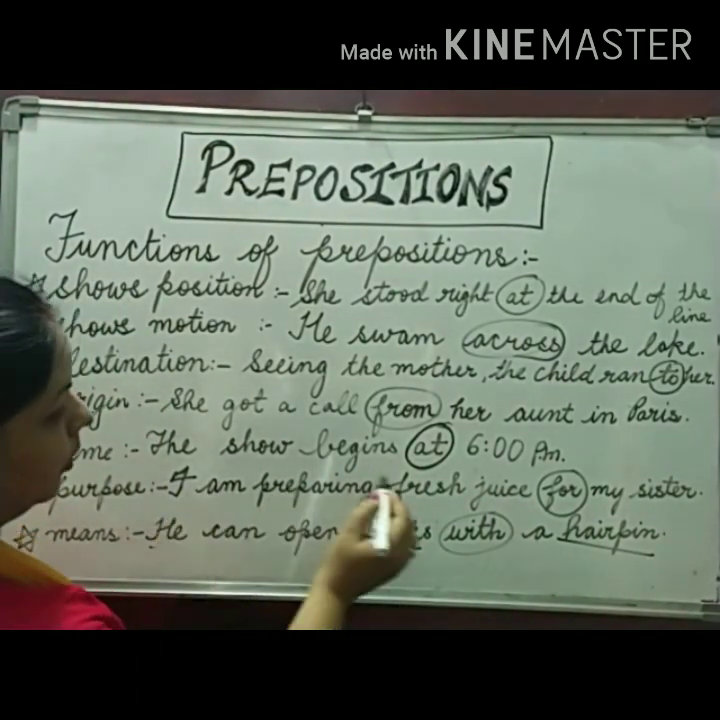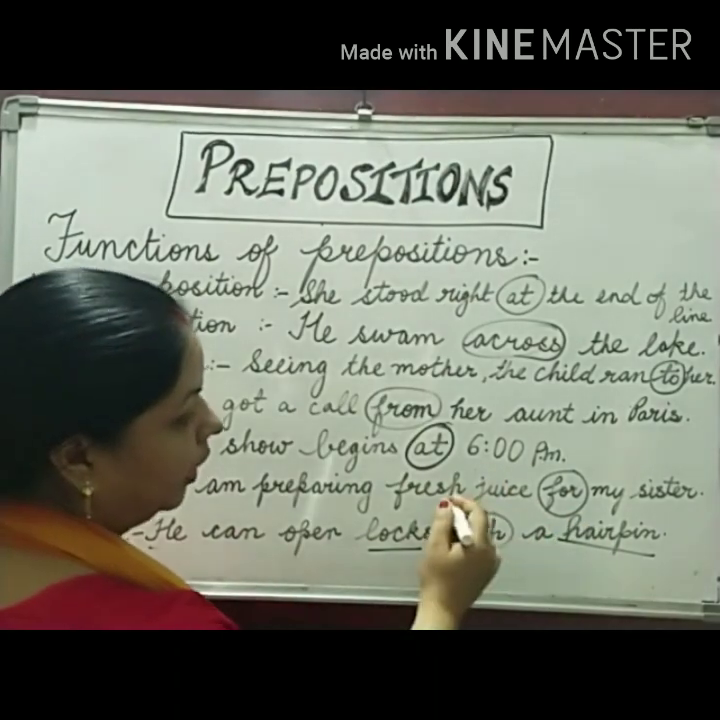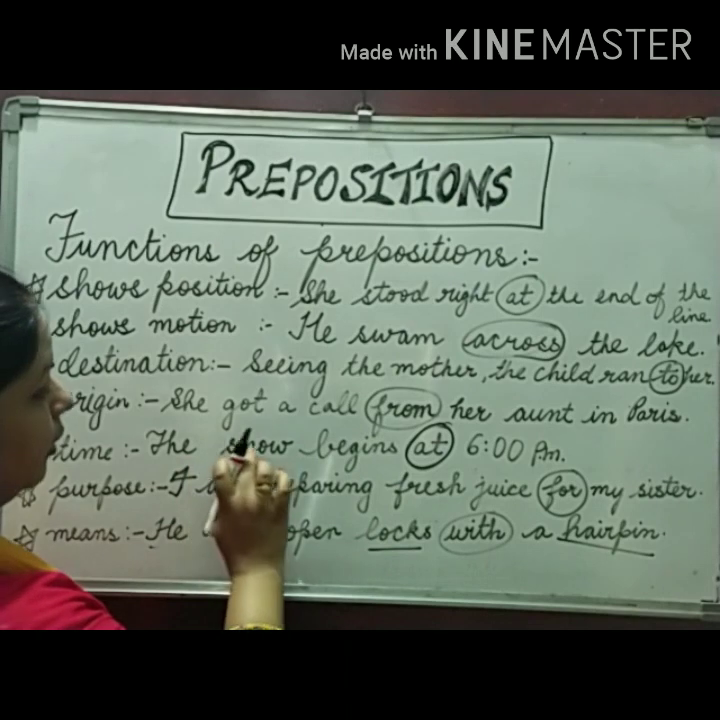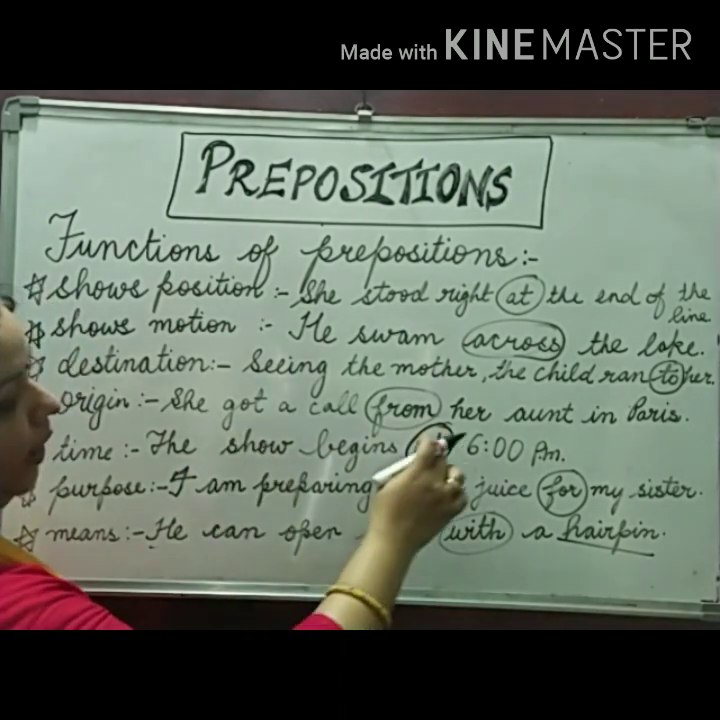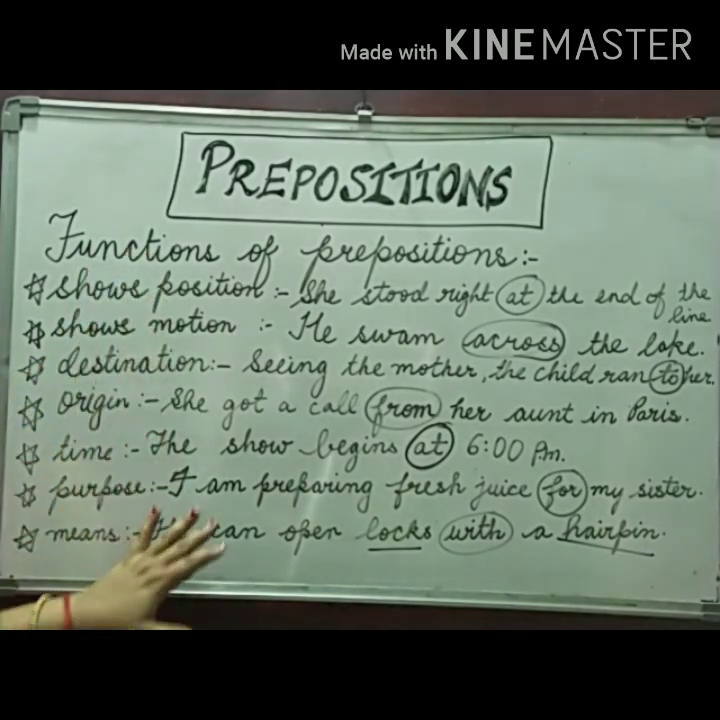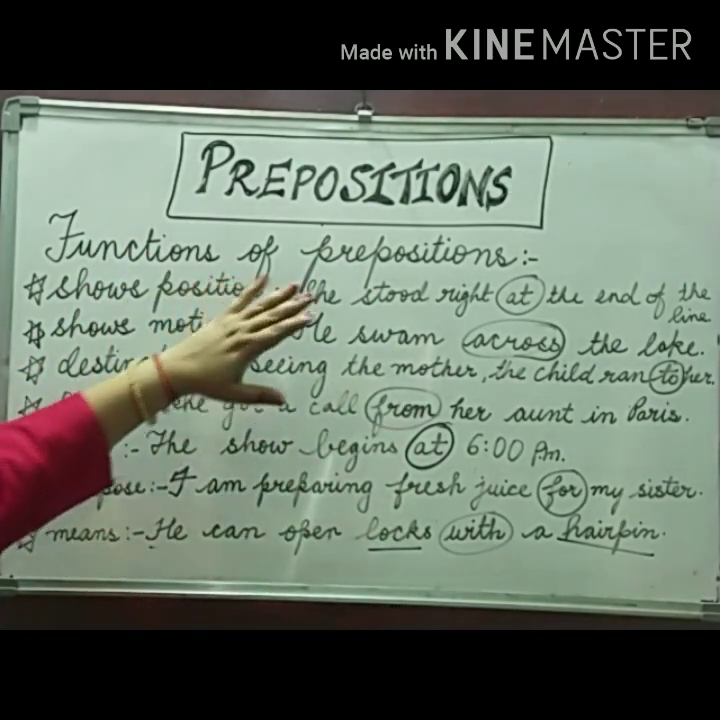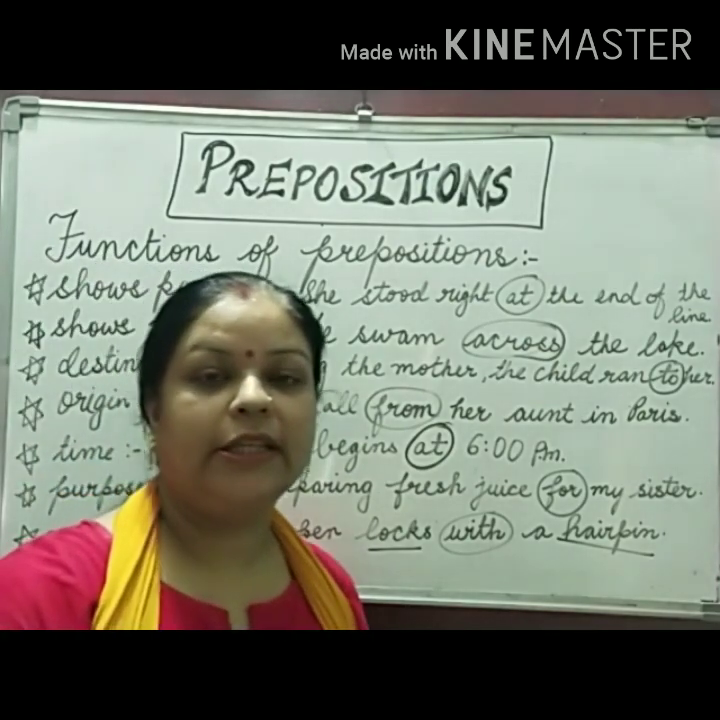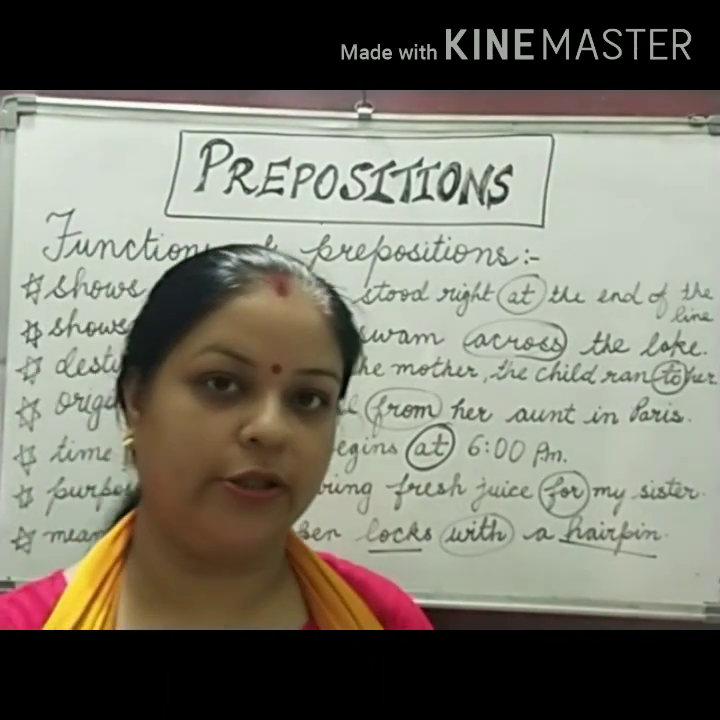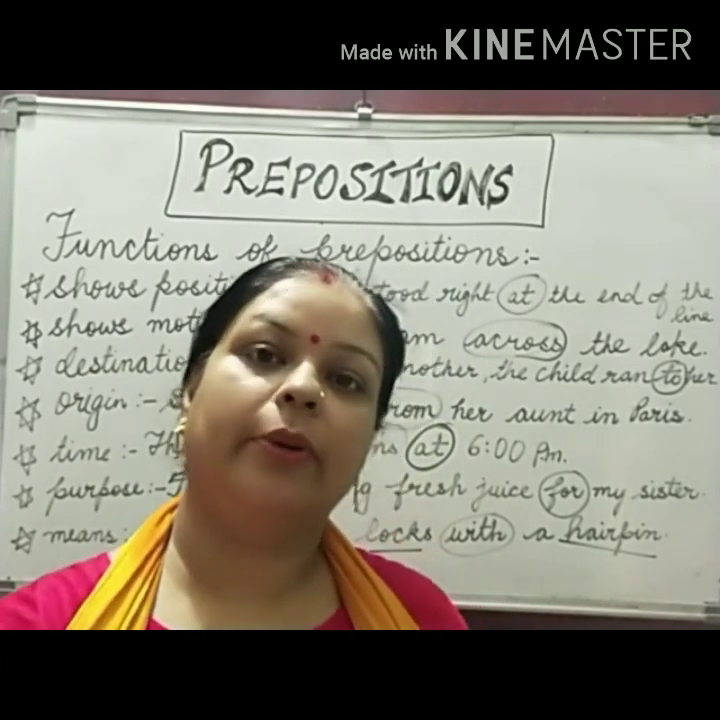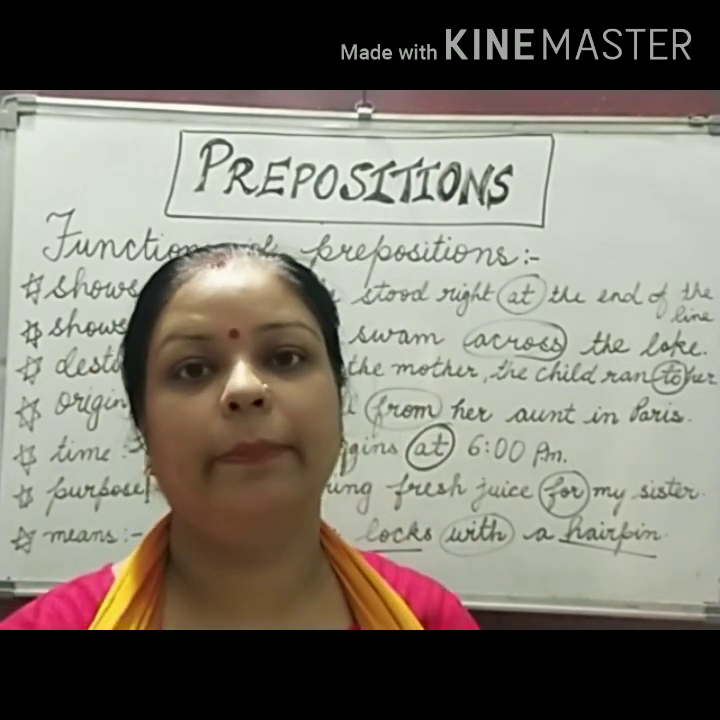So I am preparing fresh juice. For whom am I preparing fresh juice? For my sister. Then the show begins. When does the show begin? At 6 p.m. So in all these sentences we see that all the prepositions are showing different work. So these are the functions of prepositions. After that we will move to the difference between prepositions and adverbial particles.